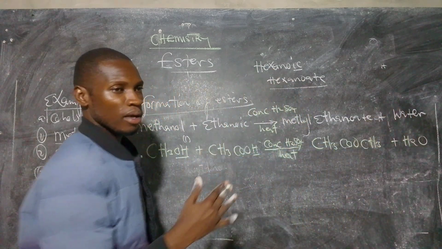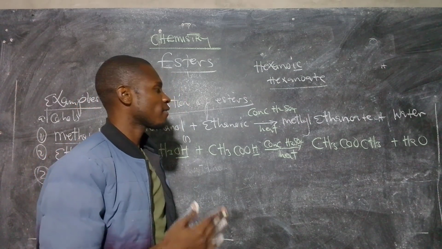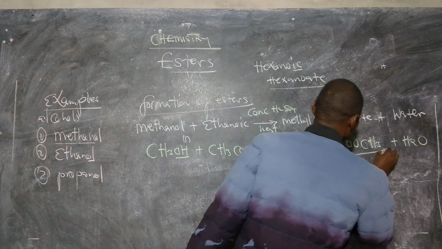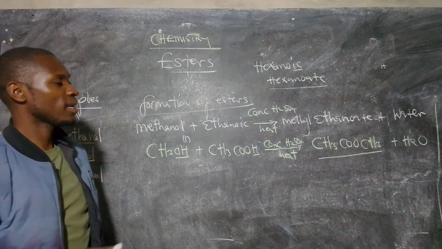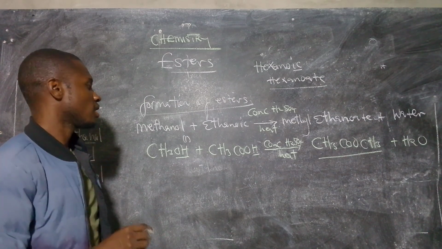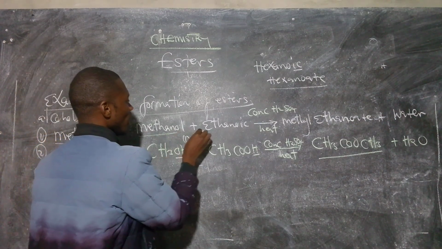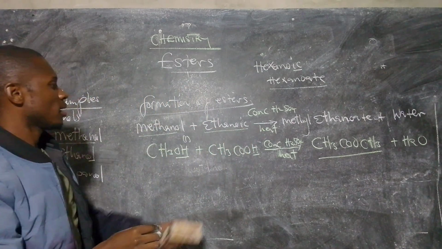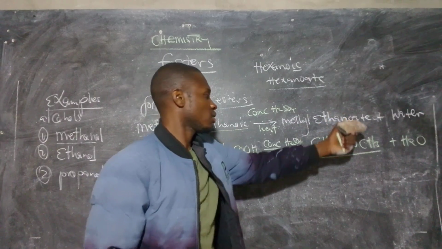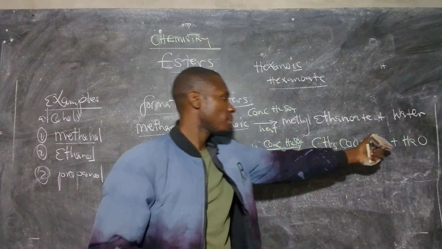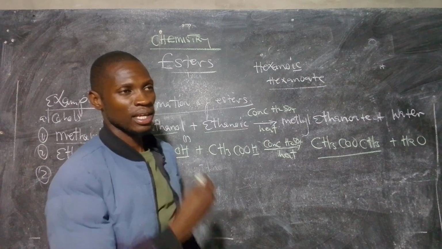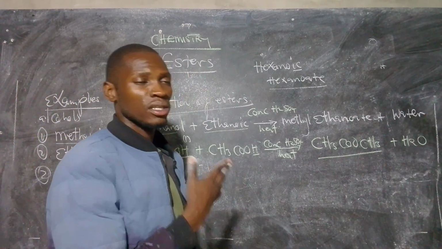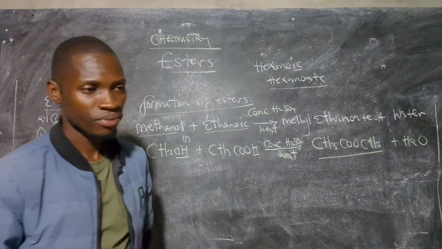So remember, each time an ester is formed, water is also produced. So this part now is our ester, which we are looking at. So methanol and ethanoic acid, we have formed methyl ethanoate. So this is how we write methyl ethanoate plus water. So in that way, an ester has been produced, which is very simple.